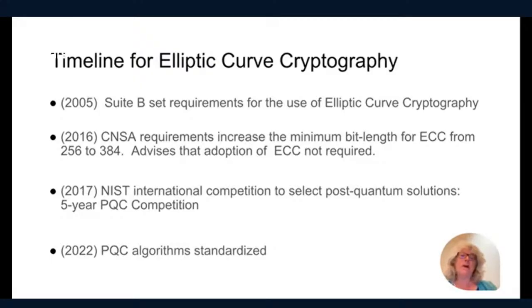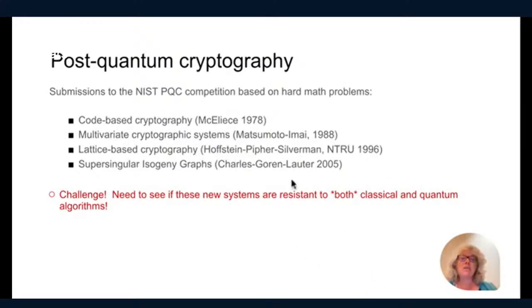So the Suite B algorithms came out in 2005 and recommended the use of elliptic curve cryptography with those parameter settings that I showed earlier, roughly m equals 256 or 384. But in 2016, the CNSA requirements came out and increased the minimum bit length for ECC from 256 to 384 and advised that it was no longer required to implement them.